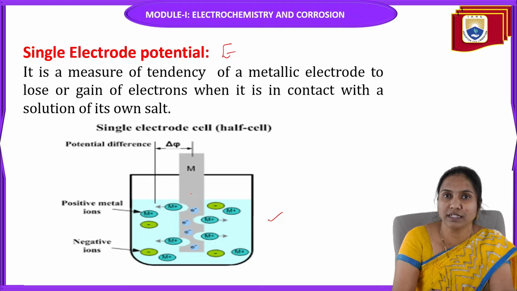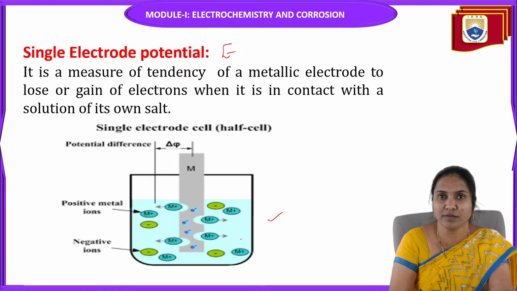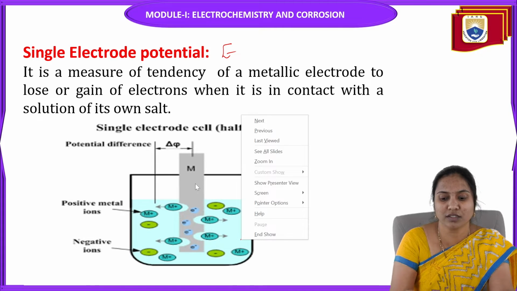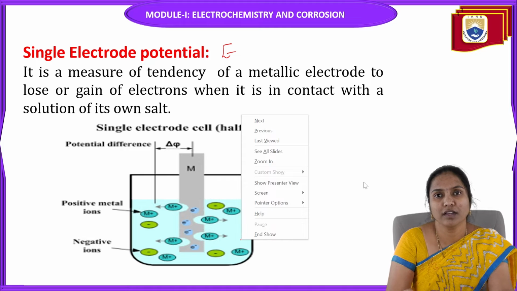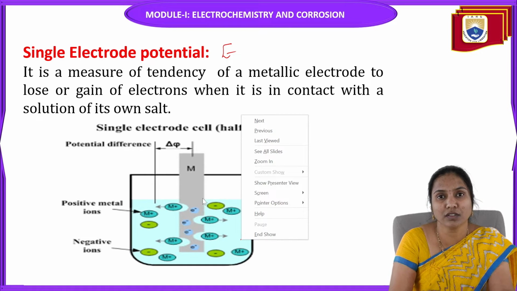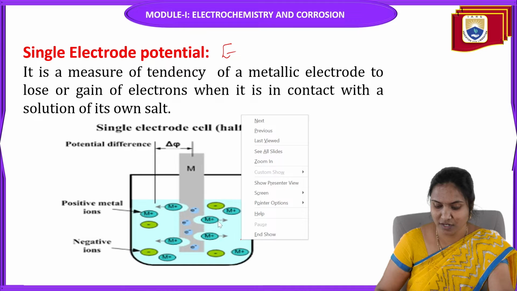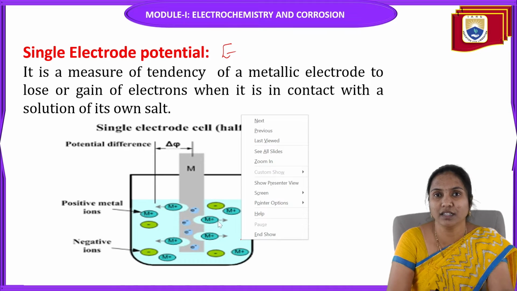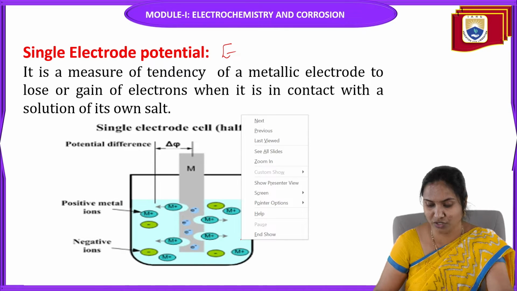For example, this metal is dipped in its own salt solution. If this metal undergoes oxidation, it develops oxidation potential. If this metal undergoes reduction, in this case it develops reduction potential.